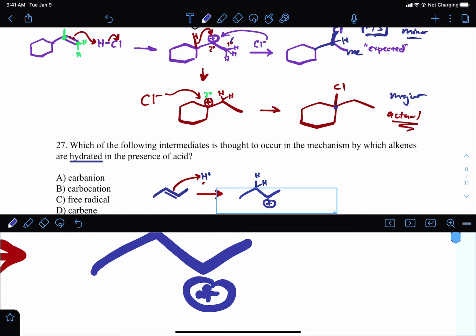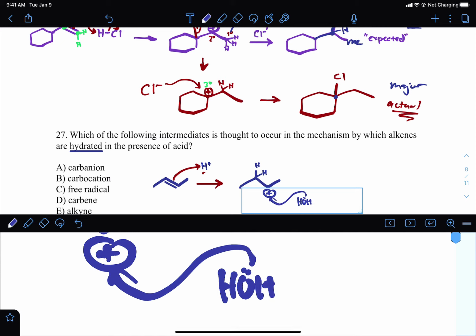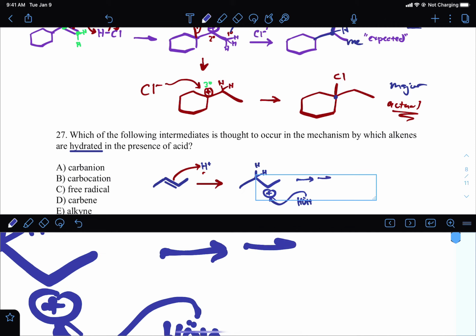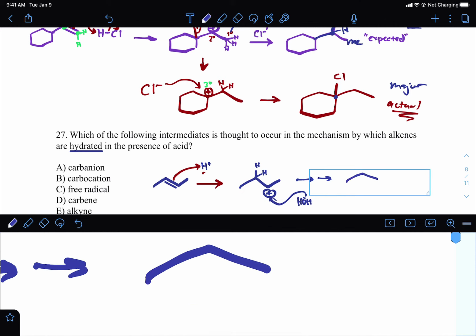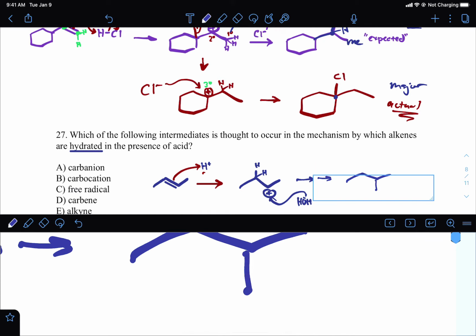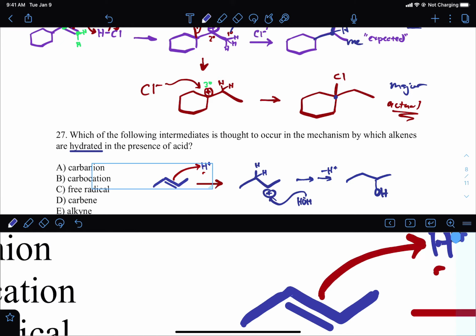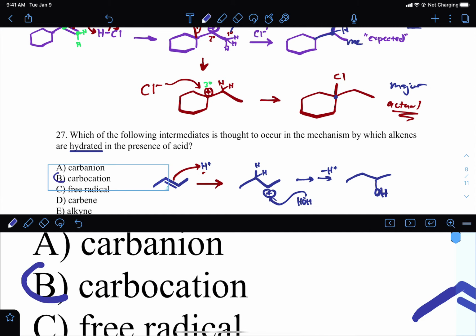rearrange. But then in the hydration mechanism is where water attacks. So water is going to add to the alkene, and eventually, after we lose an H from our water, we get the alcohol. Okay. So that will lose H plus. We lose an H plus from our water. We get the alcohol. The point is that we make a carbocation. This is a cation mechanism. That's the following intermediate.